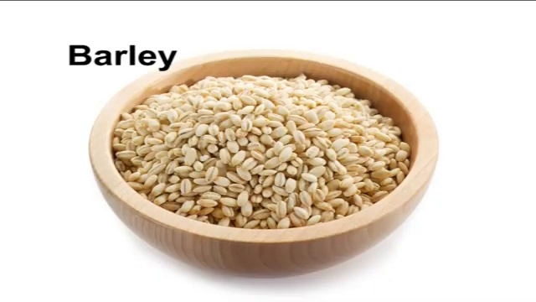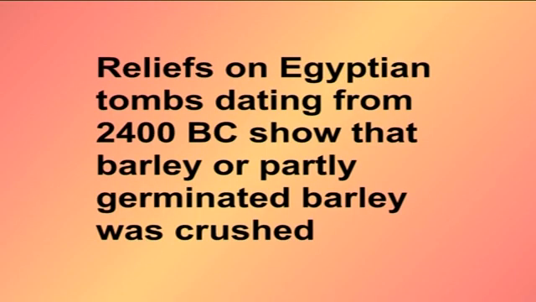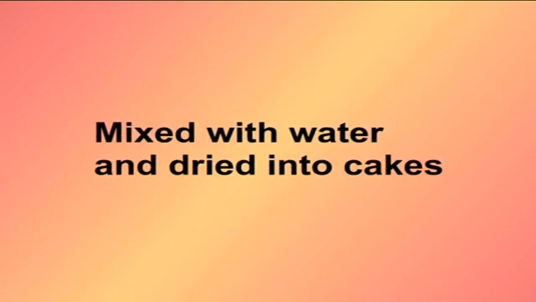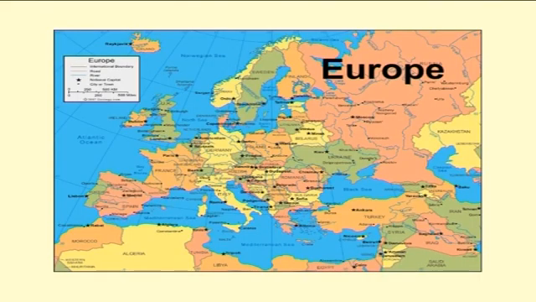Before 6000 BC, beer was made from barley in Sumer and Babylonia. Reliefs on Egyptian tombs dating from 2400 BC show that barley or partly germinated barley was crushed, mixed with water and dried into cakes. When broken up and mixed with water, the cakes gave an extract that was fermented by microorganisms accumulated on the surface of fermenting vessels.